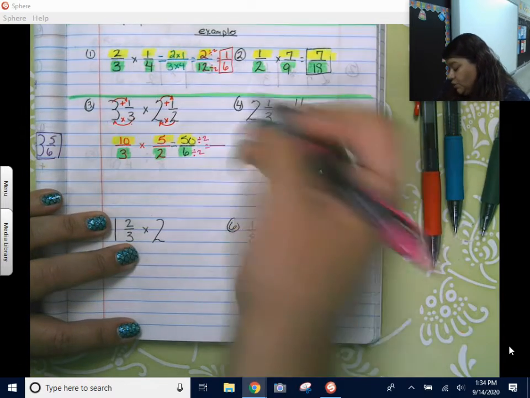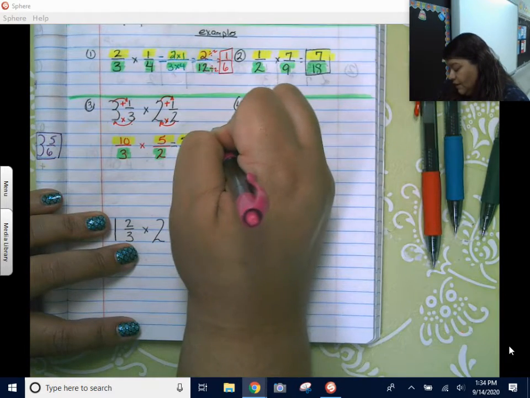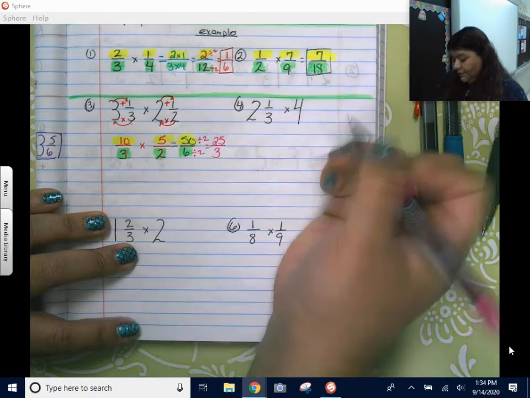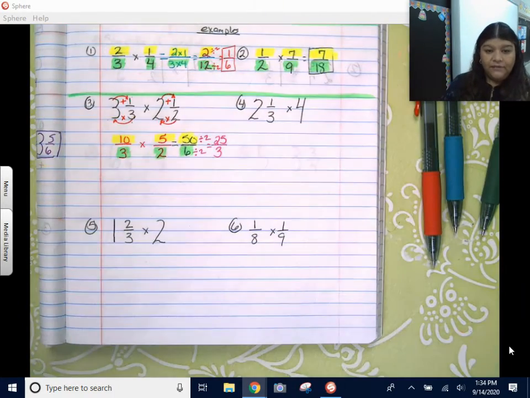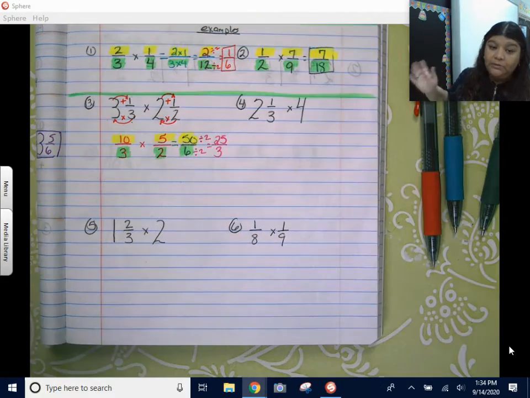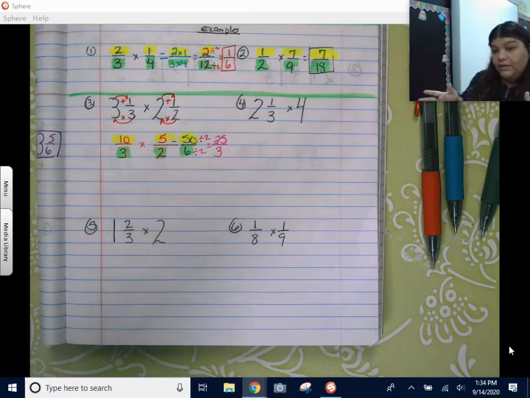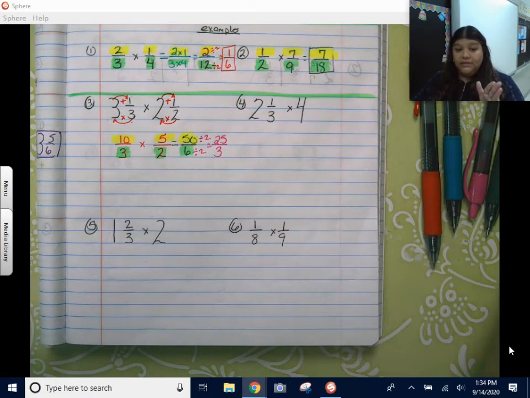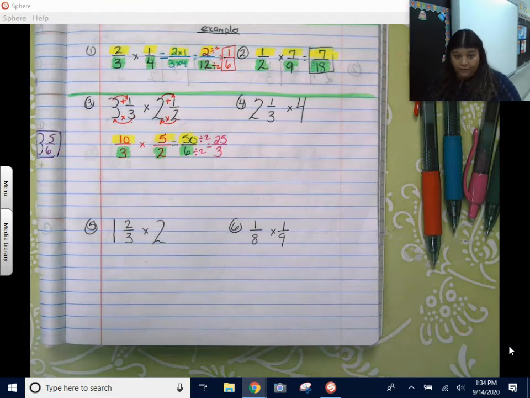50 divided by 2 is 25. 6 divided by 2 is 3. Okay, now I'm looking at 25 and 3. I know 3 cannot go into 25, so I'm pretty much done. I can't simplify that fraction any further, but it's still improper. So I need to change this improper fraction into a proper fraction. Do you remember how to do that?